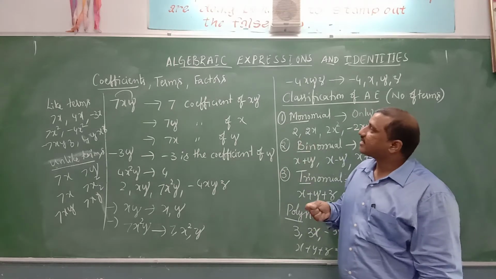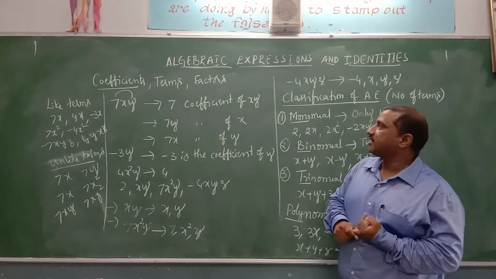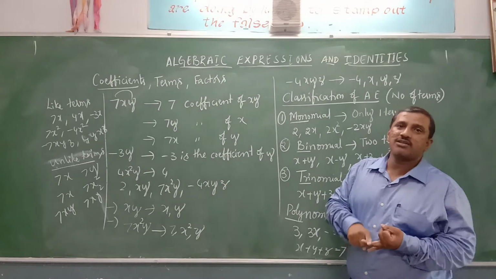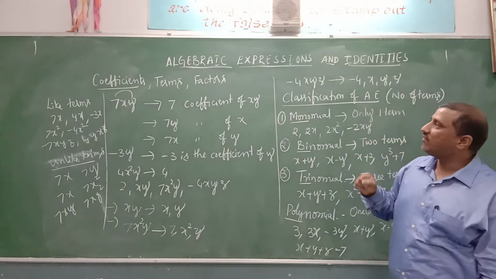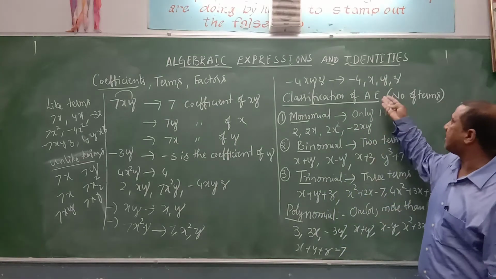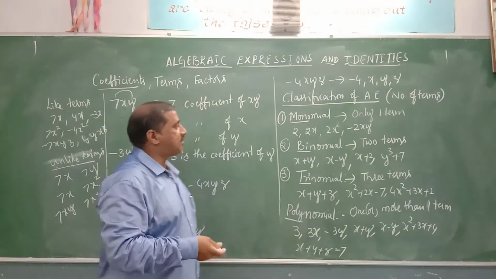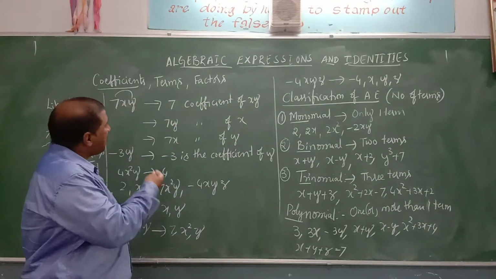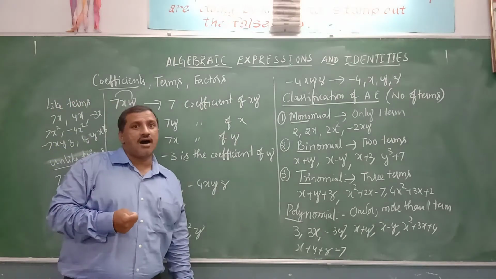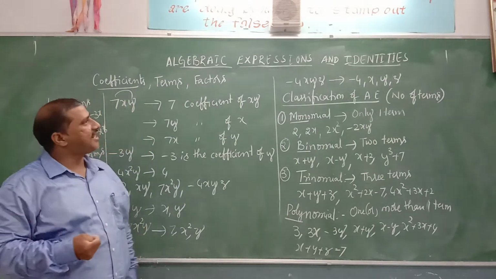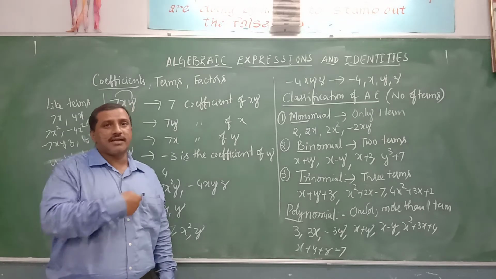So what we discussed here is what algebraic expressions are, what terms are, what variables are, what constants are, what coefficients are, what factors are, and the classification of algebraic expressions based on the number of terms. Now we will discuss the addition and subtraction of algebraic expressions, which we studied in the 7th standard, with some examples.